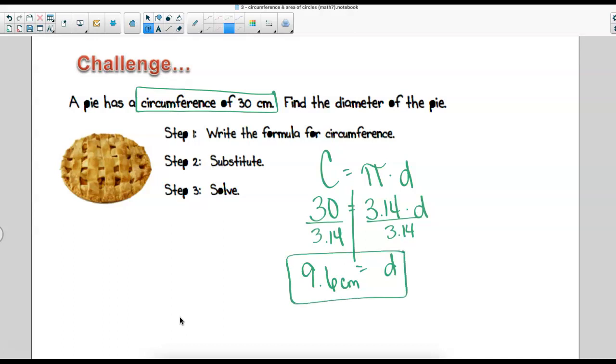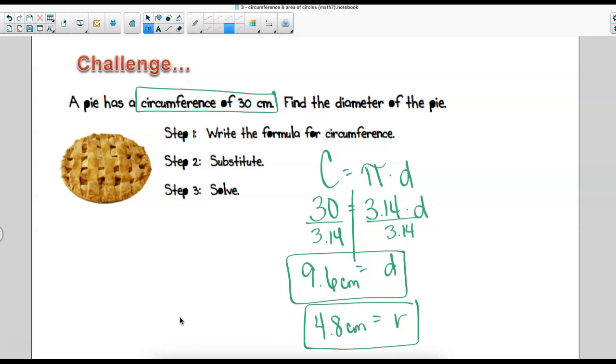Now what if I said, I don't want the diameter, I want to know the radius of the pie? Divide that by 2. So if I wanted to know the radius, I could do 9.6 divided by 2. And we would have 4.8 centimeters is the radius. So we could potentially find both. Questions there? Does that make sense?